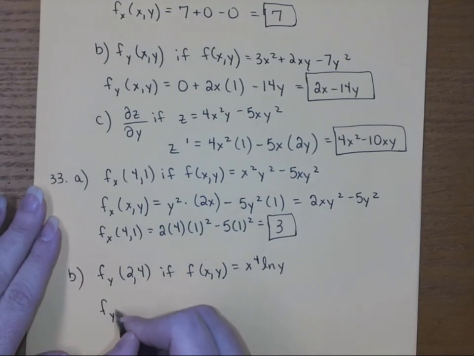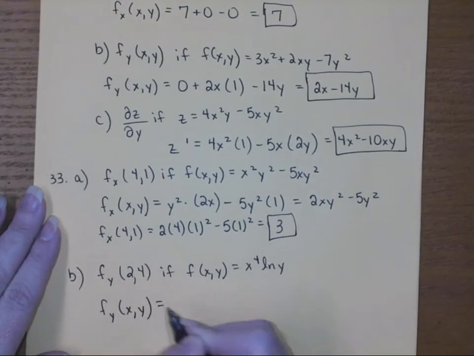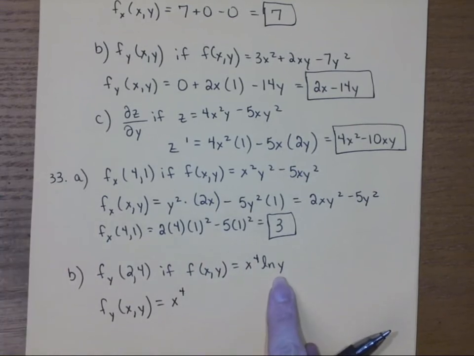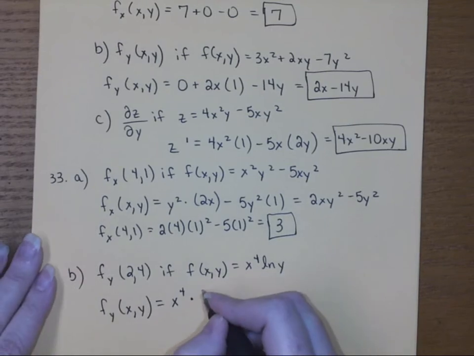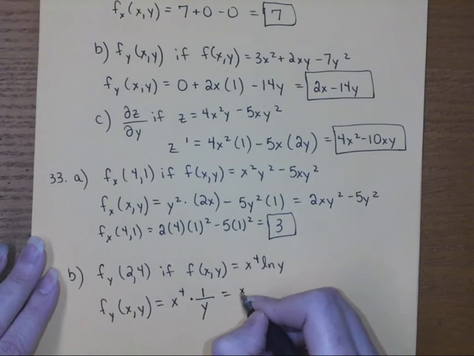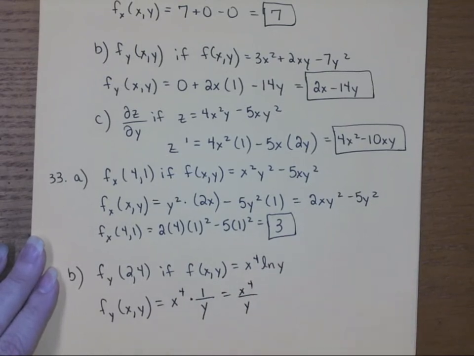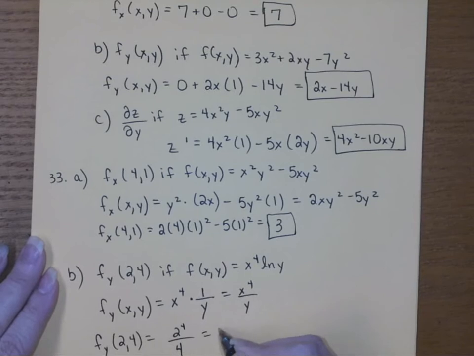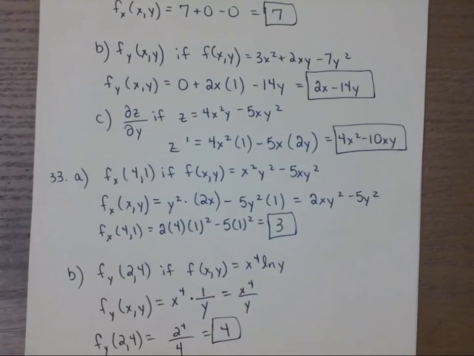So first let's find the derivative with respect to y. So x to the 4th gets pulled down. This is a combo term, right? So the constant gets pulled down. And then I treat y as what I'm taking the derivative of. The derivative of ln of y is just 1 over y. So I end up getting x to the 4th over y. So then if I want to plug in 2 and 4, it will be 2 to the 4th over 4, which is 16 over 4, which is just 4.